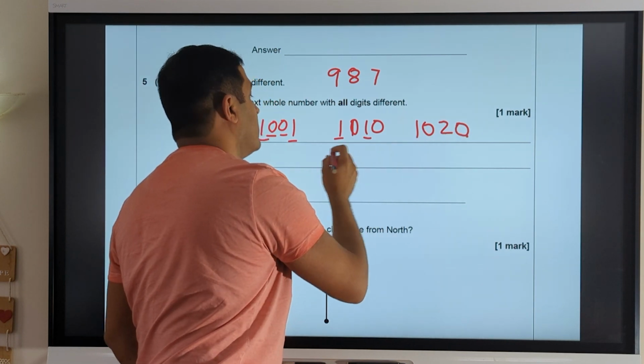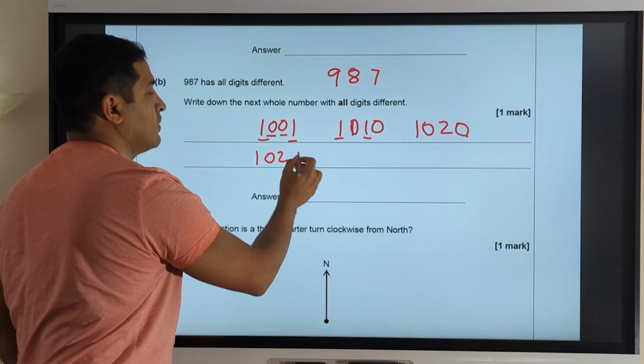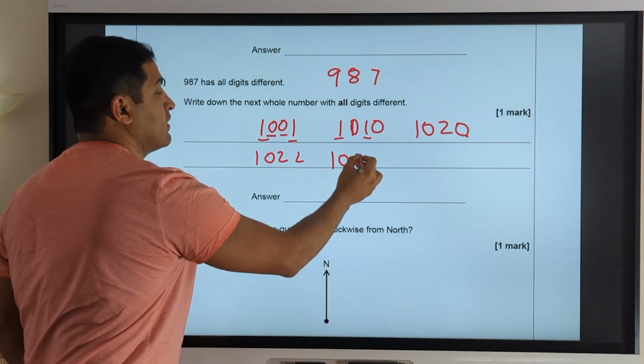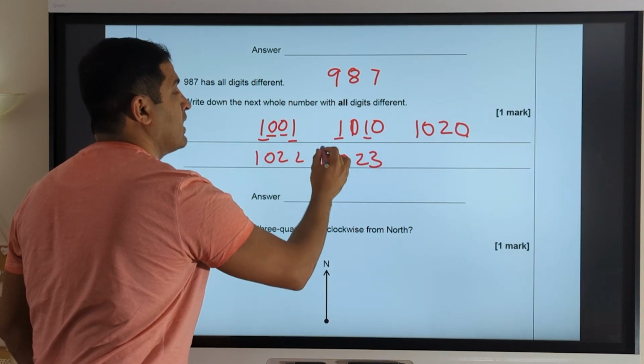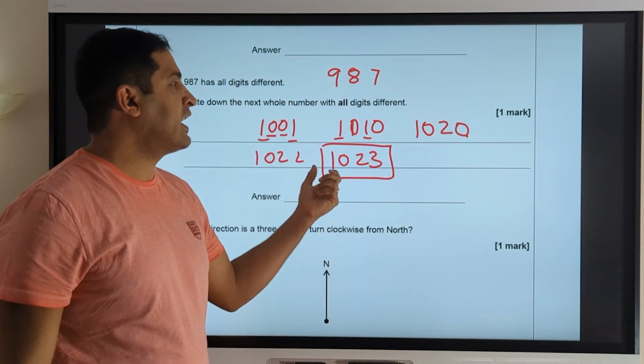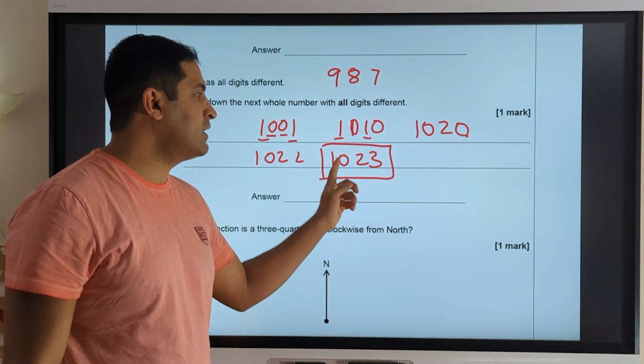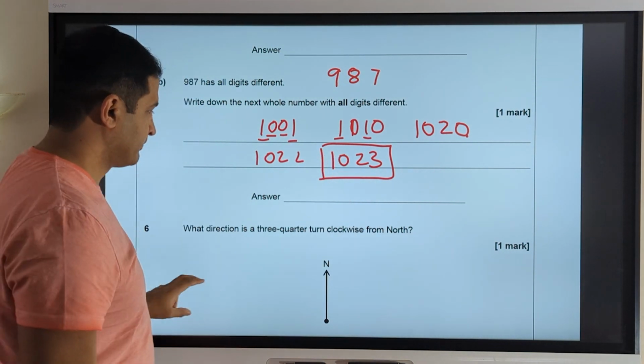Then you get 1022. These 2's are the same. Then you get 1023. So that's the first number that comes after 987 that has all the digits different. Even though it's a 4-digit number, you get 1, 0, 2, and 3.